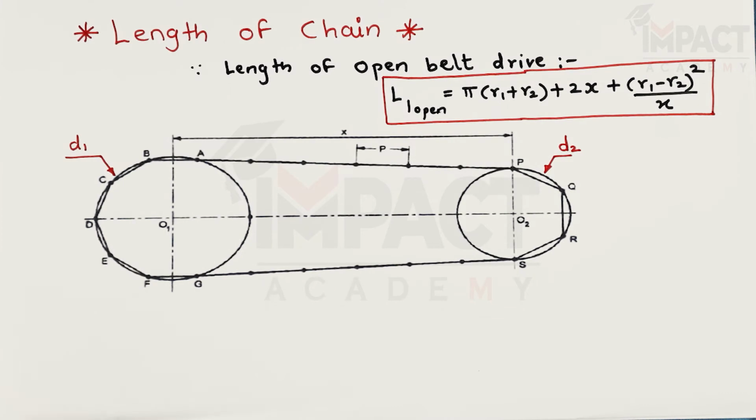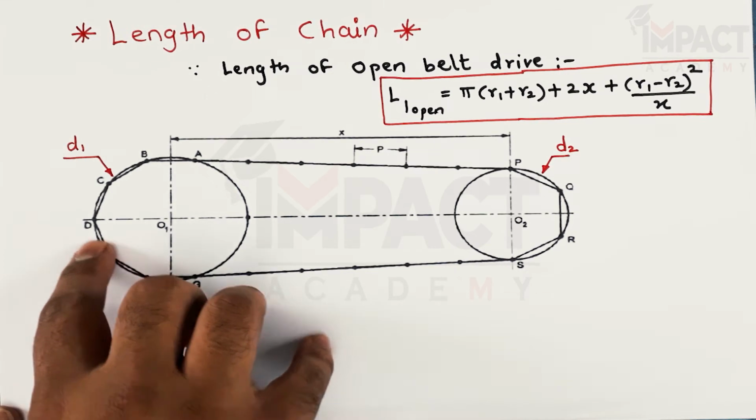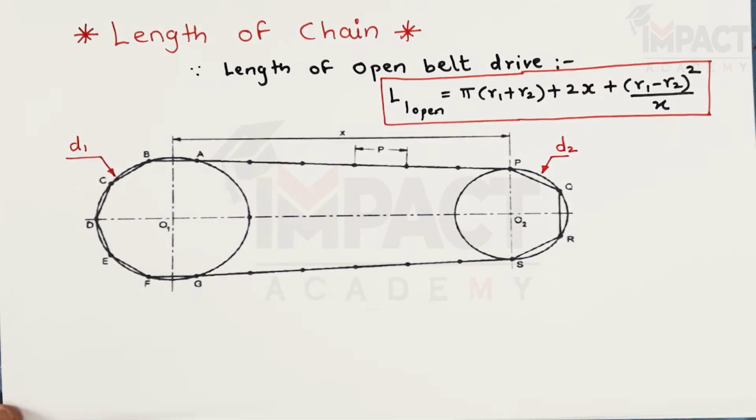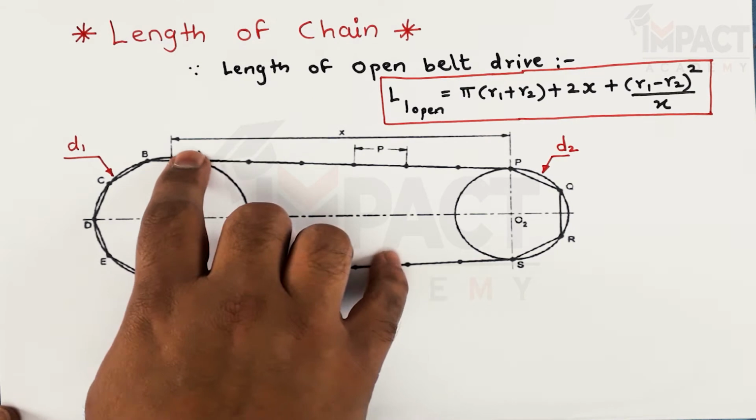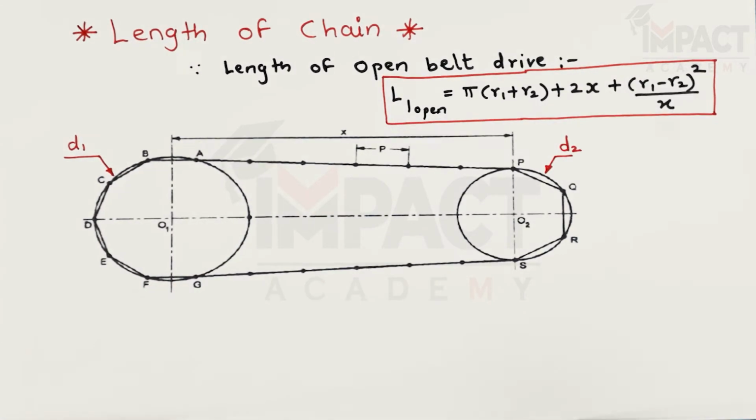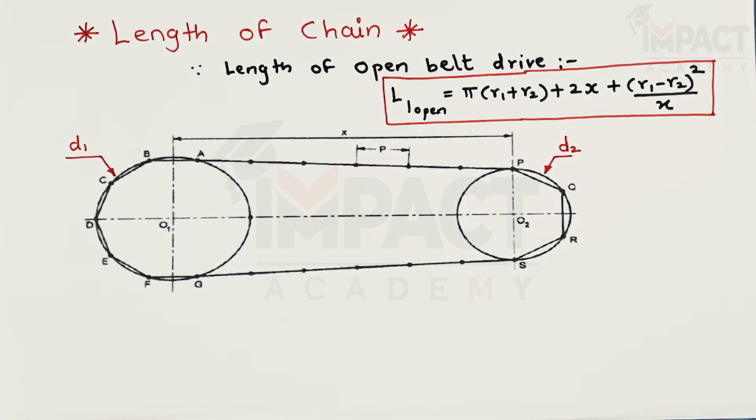As we can see here, since this is a chain drive, the formula will be changing slightly, because in case of flat belt drive, the belt is wound around a pulley which is circular, but in case of chain drive, the chain is wound around the sprocket. So we are going to get a polygon here in case of chain drive, whereas in case of belt drive we are going to get a circle. So that is the major difference between the length of an open belt drive for a belt and the length of a chain. There is a difference because in case of chain drive we are going to get a polygon.